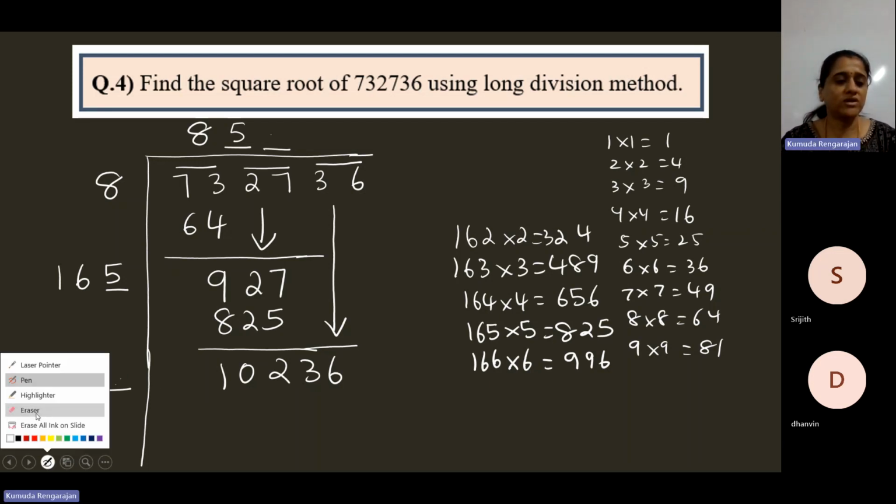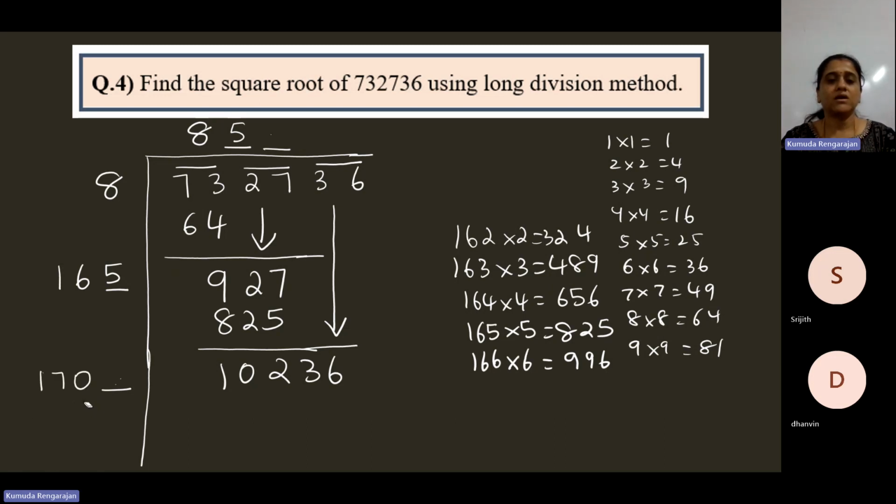Now for this one, I'll tell you a trick. This is assuming it's a perfect square. It ends with the digit 6, right? So it may be a perfect square. Yes or no? Because numbers ending with the digits 2, 3, 7, 8 are not perfect squares. This one ends with 6. Now, when will you get 6 in the ones place?